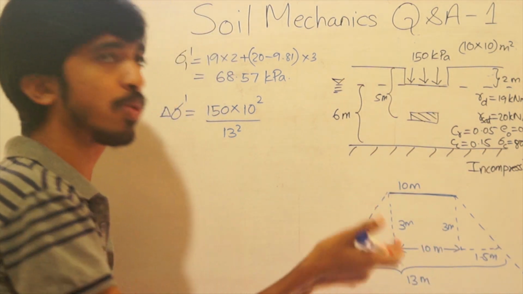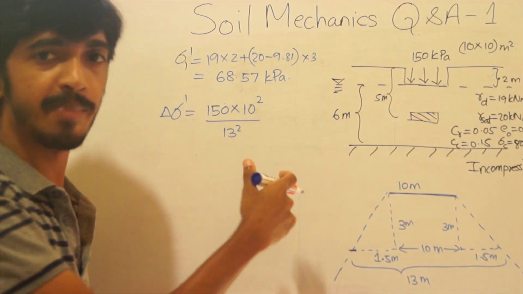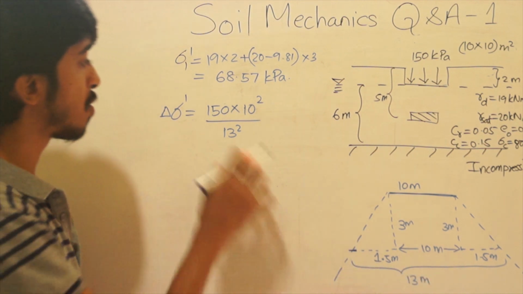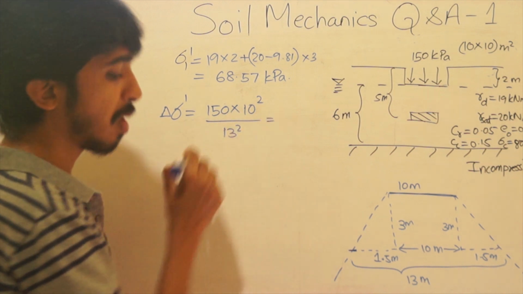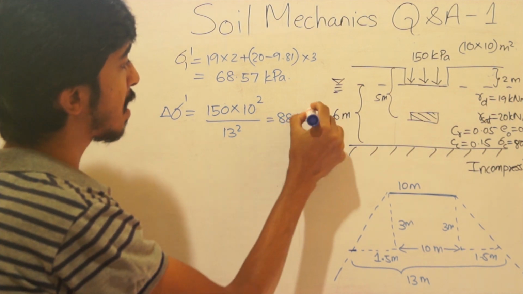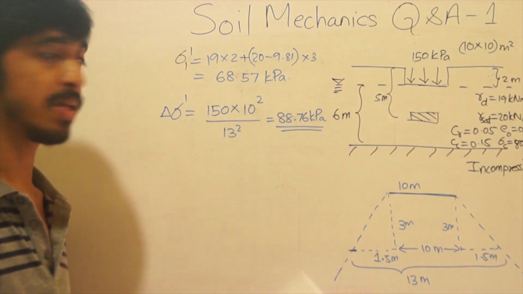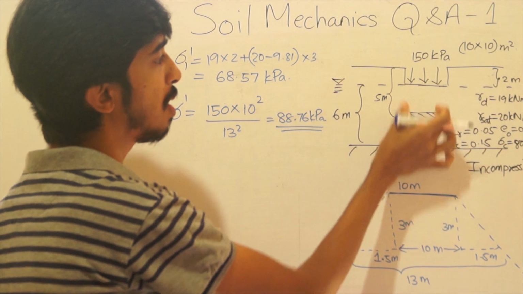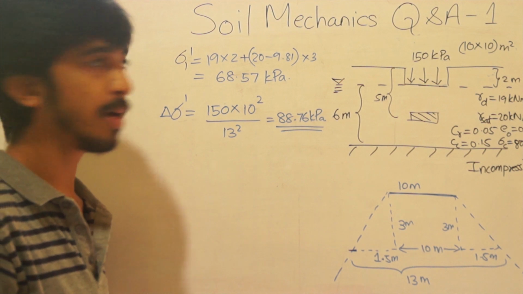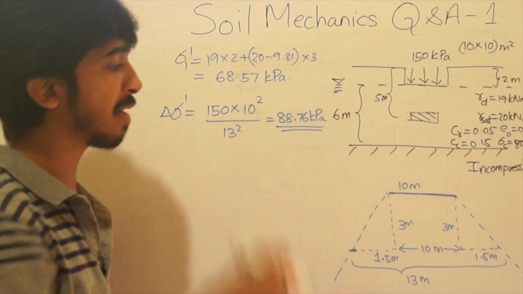Similar dispersion will happen into the board also, in the breadth direction, in the width direction also. So there also the length would be 13, so the area would be 13 squared. So this would give us an answer of 88.76 kilopascal. So this is the load increment. You have to remember that when it is a finite load, there would be a load spread. So you have to consider the variation of the area and calculate the stress at a certain depth.